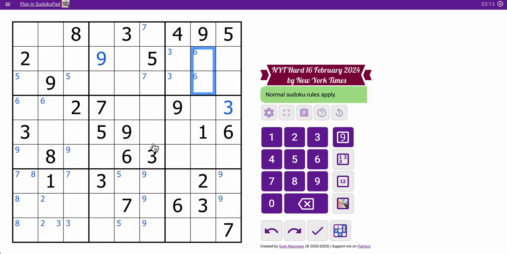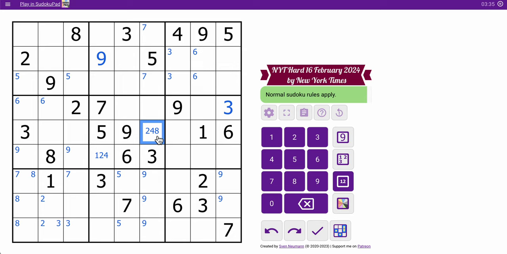Box 5, as well as row 5, both have 5 digits in them. So let's start there. 3, 5, 6, 7, 9. I need 1, 2, 4, and 8. And this sees 8, so this is 1, 2, 4. This sees 1. This is 2, 4, 8. And these both see 2 and nothing else, so this is 1, 4, 8. Now that was not helpful.